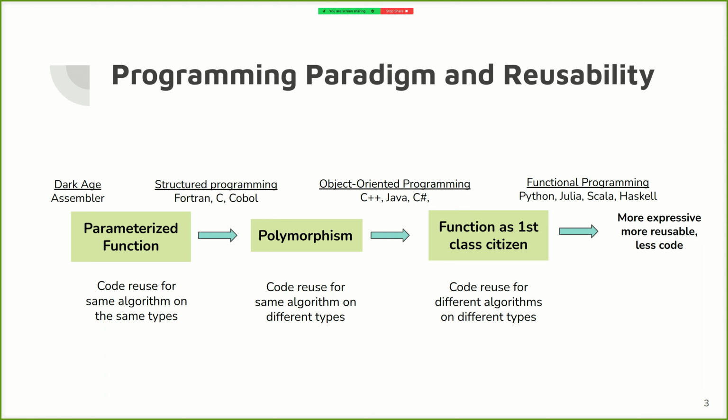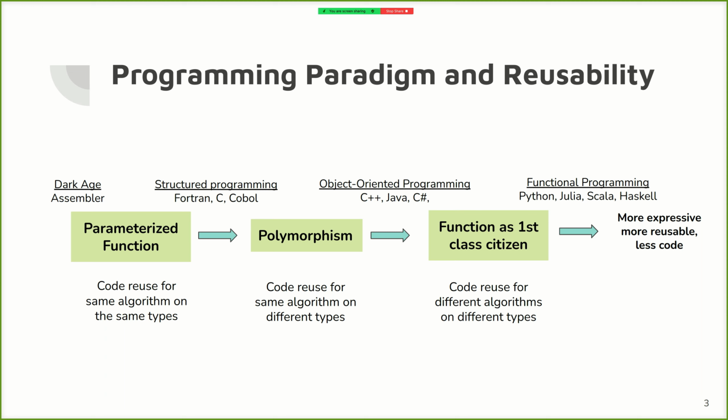The next big evolution is called function as a first-class citizen. When functions are first-class citizens, it means that they can be passed as arguments to other functions, they can be returned as a result from a function, and they can be stored in variables, just like any other value in your programming language.